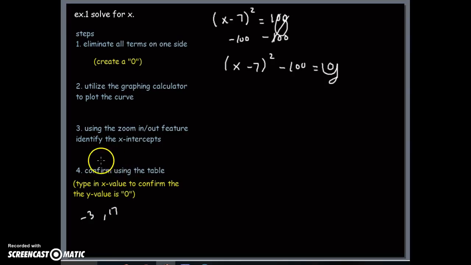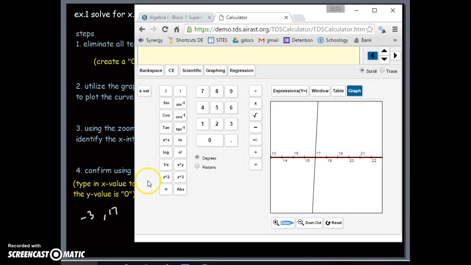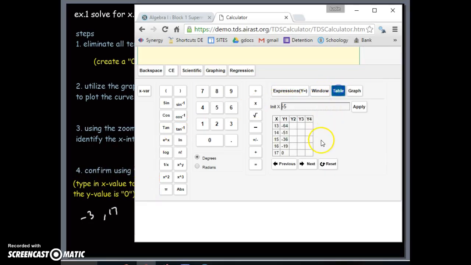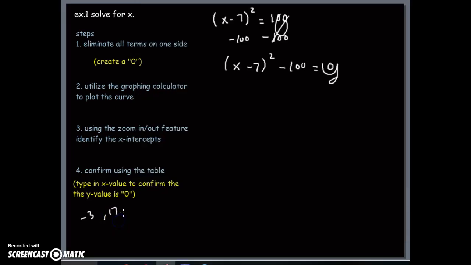But I'm going to make sure using the table. So now I can go to the table feature, and right here, if I plug in the x value, it's going to show me what the y value is, and I'm looking for when the y value is 0, because that's when I know I've found the right x-intercept. So right here, 17 is already in this table for us. So we see 17 and the y value is 0. So this solution is correct.